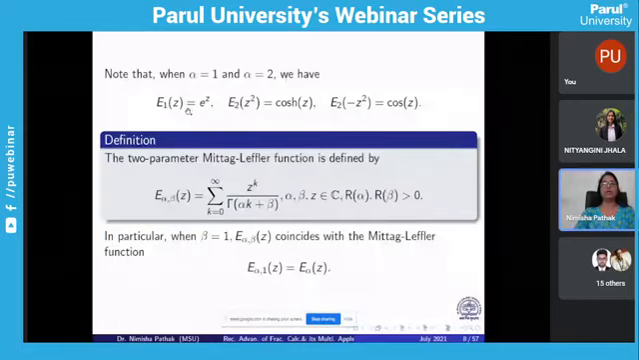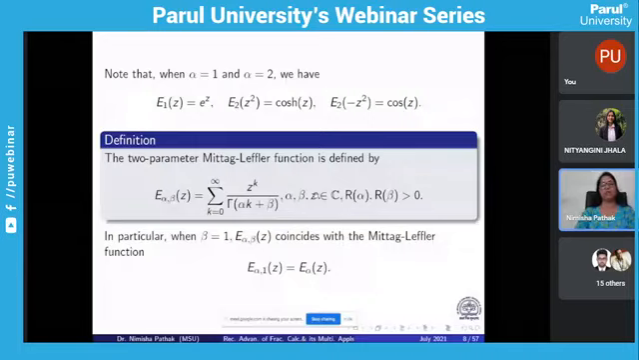So E_2 of z squared gives the hyperbolic cosine of z, and E_2 of minus z squared gives the circular function of z. Another definition is the two-parameter Mittag-Leffler function, given by E_alpha,beta(z). In the special case where beta is 1, the two-parameter Mittag-Leffler function reduces to the one-parameter Mittag-Leffler function.